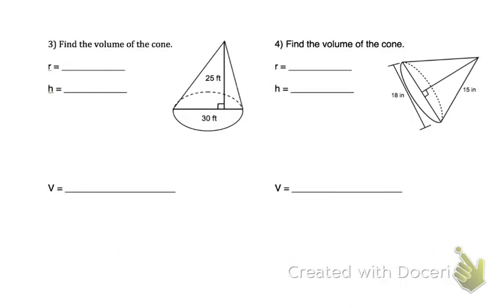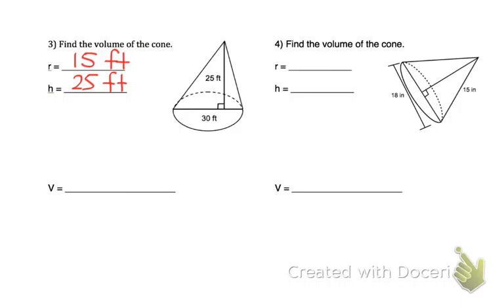Okay, number 3, again, we're going to find the volume of the cone. Looking at this picture, the diameter is 30. So if I'm finding the radius, I'm going to take half of that. So I'm going to divide that by 2, which would be 15 feet. And my height is 25 feet.